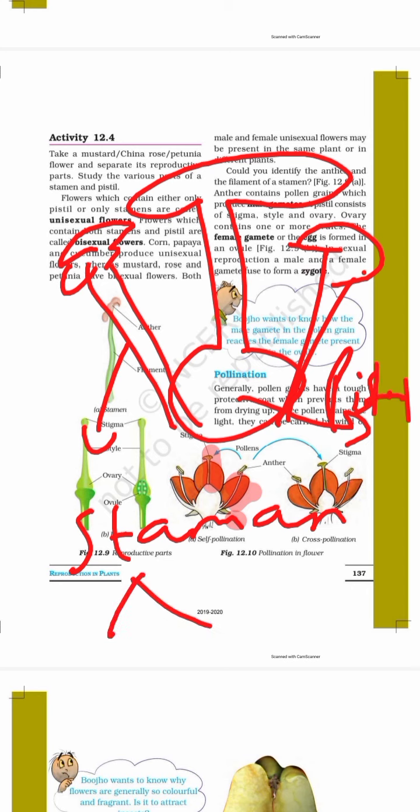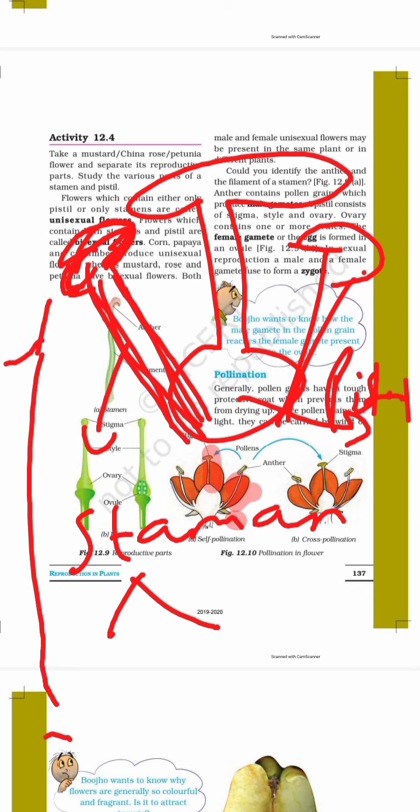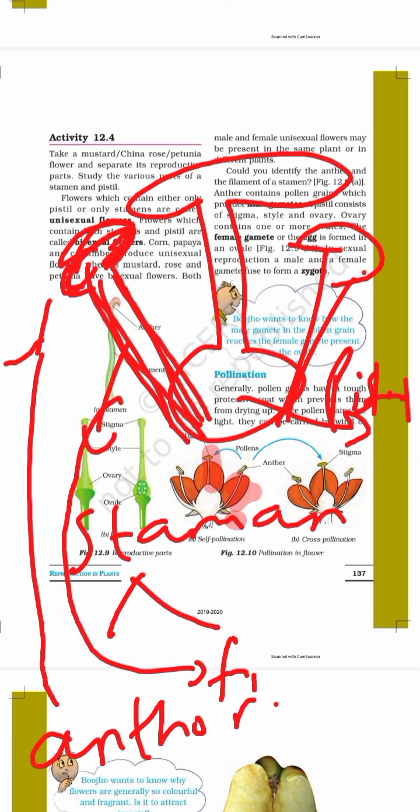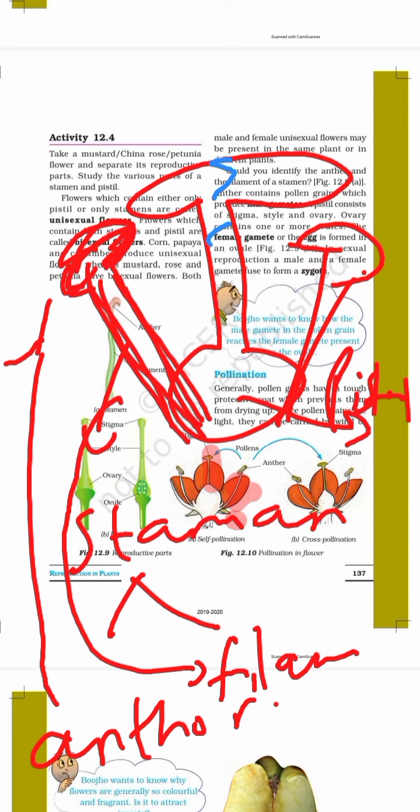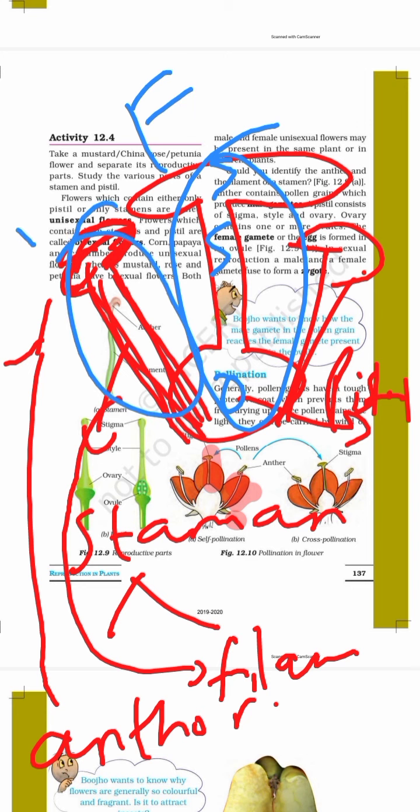Stamen is made up of 2 parts. One is this stalk-like structure and one is this one. This is called anther and this is called filament. Okay, here we have 3 types of things, that is stigma, style and ovary. Now this is called a female part, and that is a male part.